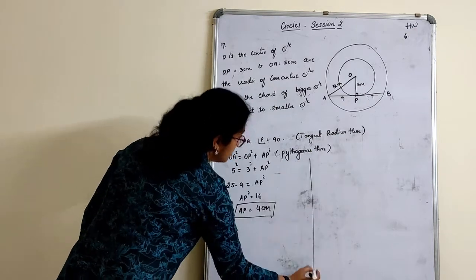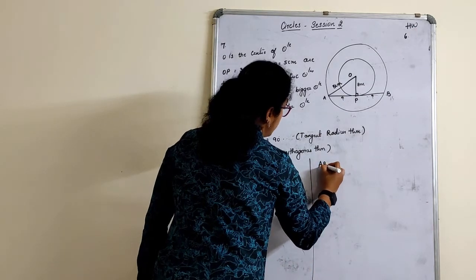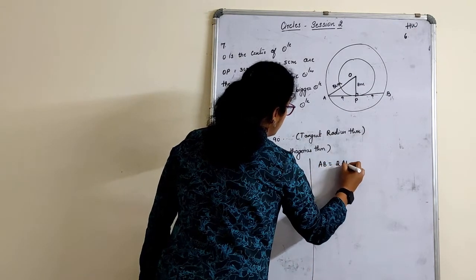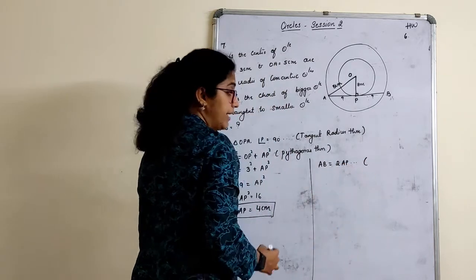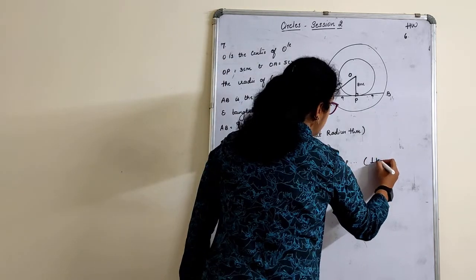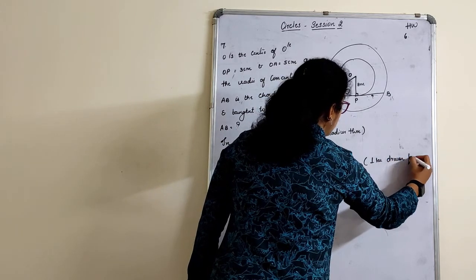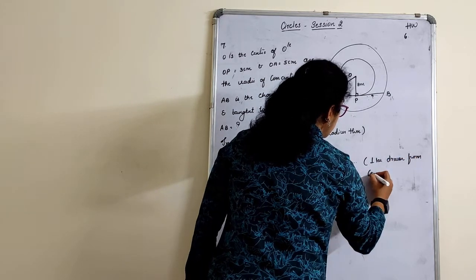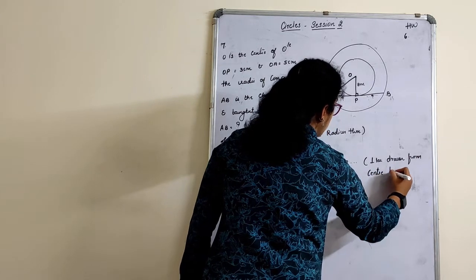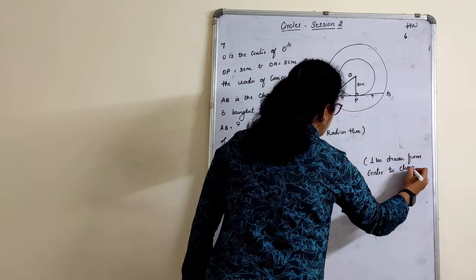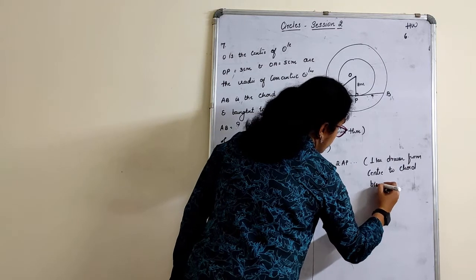I'll do this beside. AB is equal to 2 times AP. I will write here: perpendicular drawn from center to chord bisects the chord.